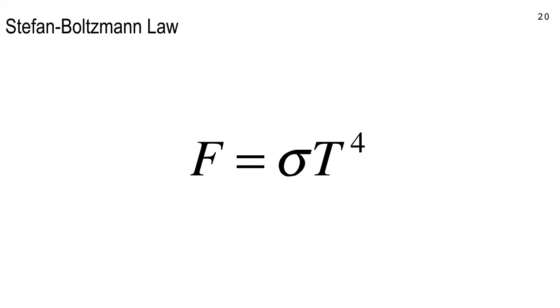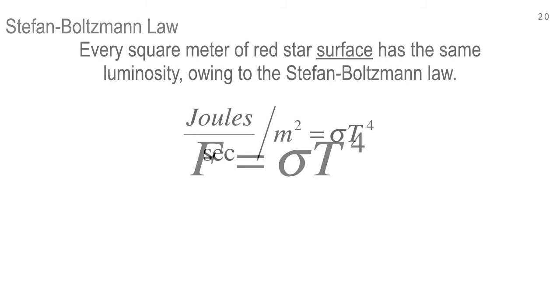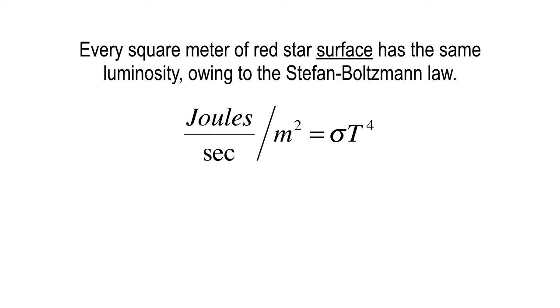Now, sigma is a constant of nature. And this one, there's no diagram that you can kind of figure it out like we just did with the Wien displacement law. This one there's a ton of calculus in it, so we're not going to go over that. But every square meter of a red star, like Betelgeuse, will have the same luminosity, and here it is, so many joules per second per square meter.